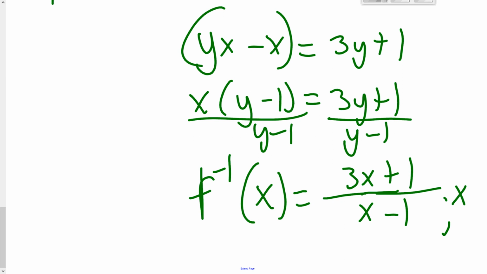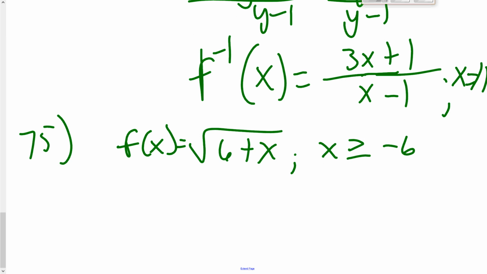And then what makes the denominator 0? That'd be 1, so x cannot equal 1. There's my restriction. Okay, so here we would normally say that this is a square root, so it's not 1-to-1. But here's our restriction, and since it has the restriction, it's probably talking about only the positive square root here, the principal root. So let's go ahead and do that.